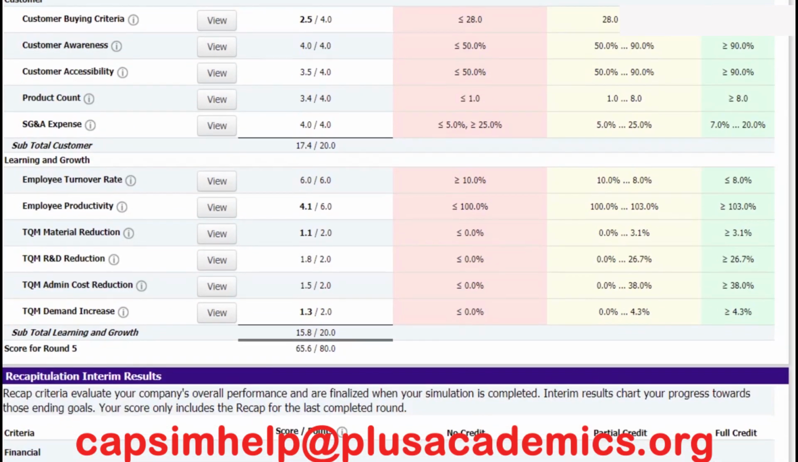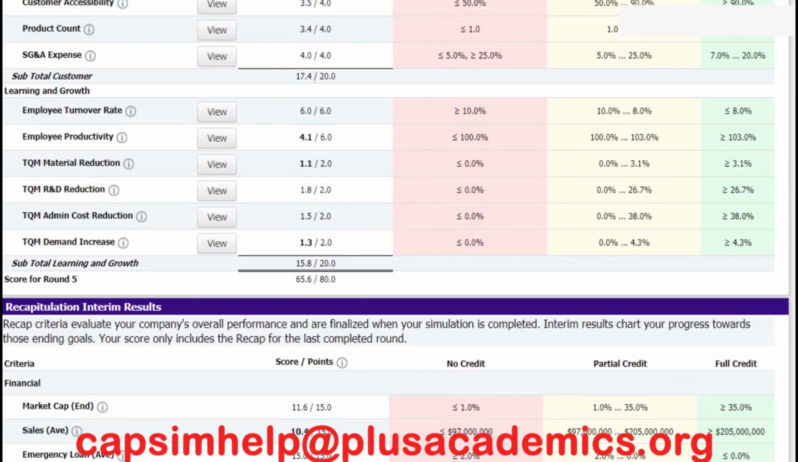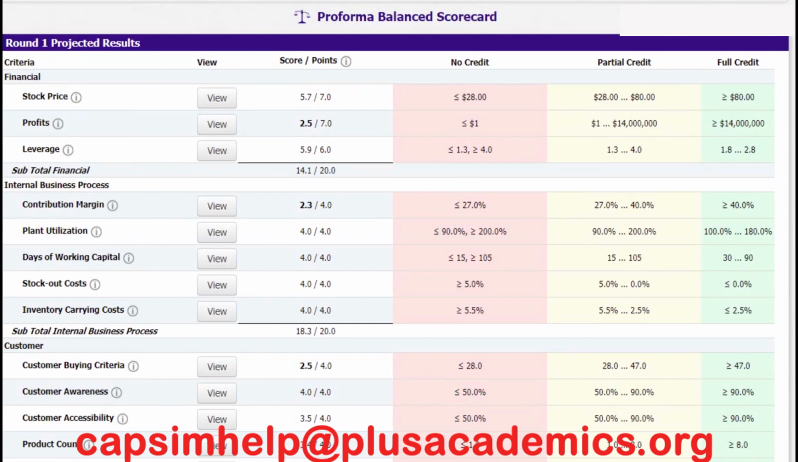As you can see from our balanced scorecard, we have already improved our score for leverage and days of working capital, and at least now we are going to score high points, and something good for the start.